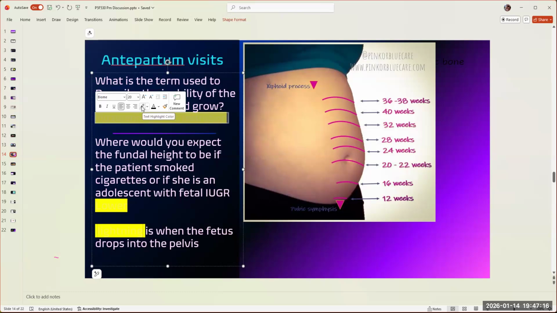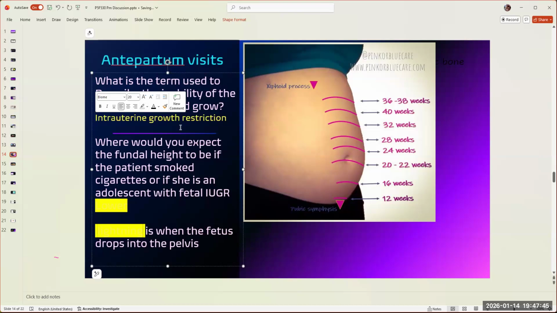If you're trying to say thrive? Yes, failure to thrive. Failure to thrive is usually a newborn. Okay. Internally, it's called what? Starts with an I. IUGR. Yeah, intrauterine growth restriction.